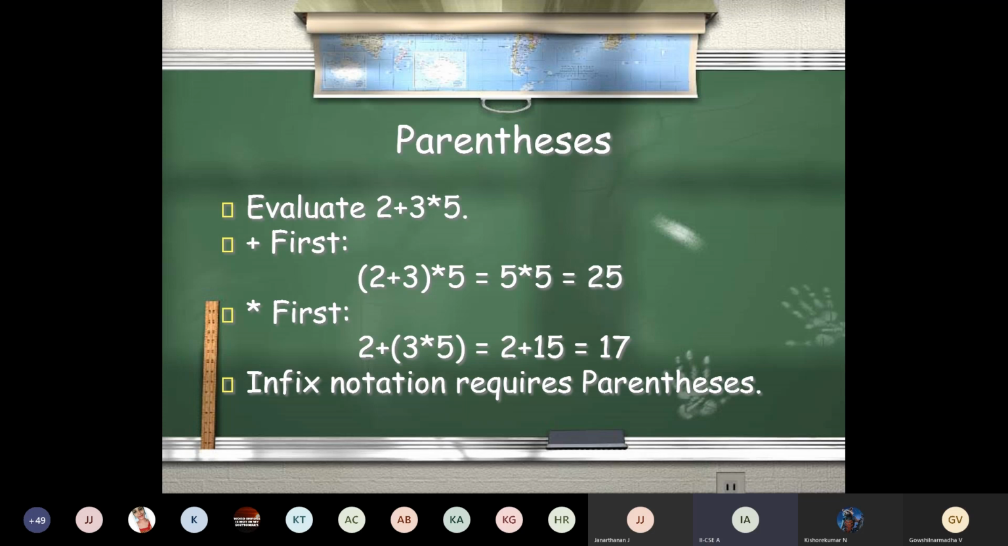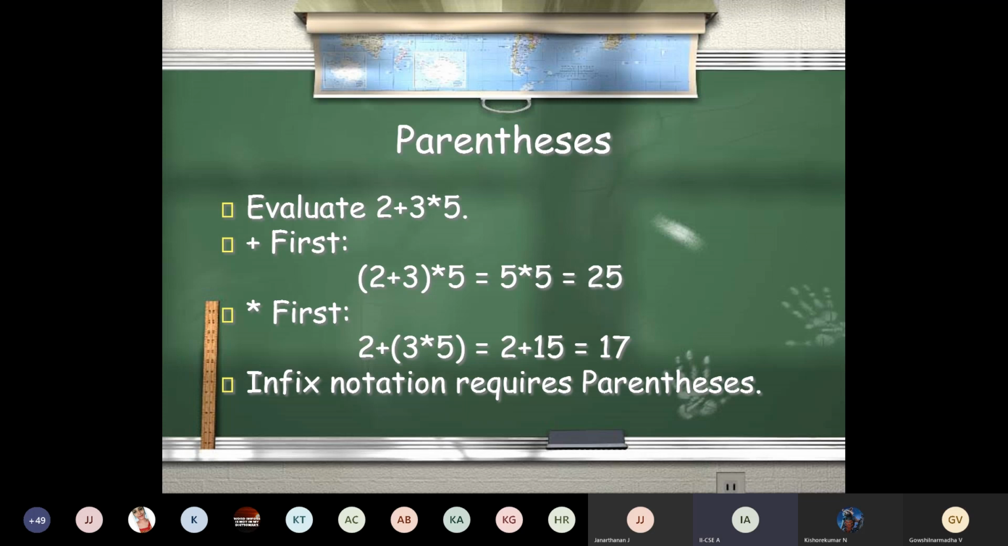To evaluate 2 plus 3 star 5, write down this statement in your notebook. Let us consider two cases. I have to decide whether to evaluate 2 plus 3 first, or 3 into 5 first. If it is parenthesized, there is no problem. For example, if 2 plus 3 is parenthesized and then into 5, it means I will evaluate 2 plus 3 first. So it is 5 into 5, and my answer is 25.